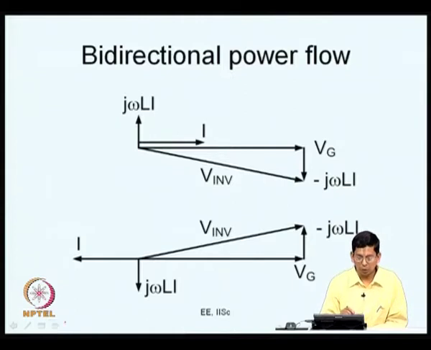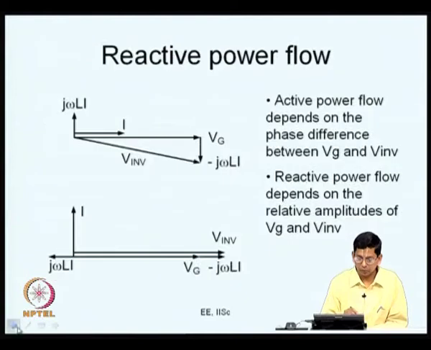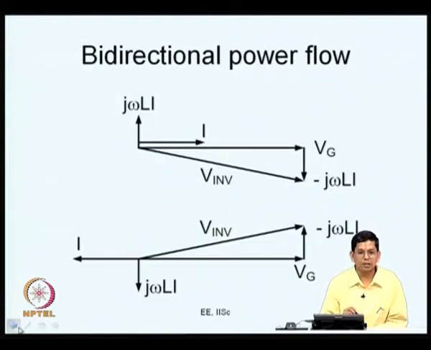So, now what I am going to say is you also have bidirectional power flow here. It is not necessary that the current is drawn at unity power factor. This is what we saw. Let us say power is available on the DC side and needs to be pumped back into the mains now, which is what you will have.